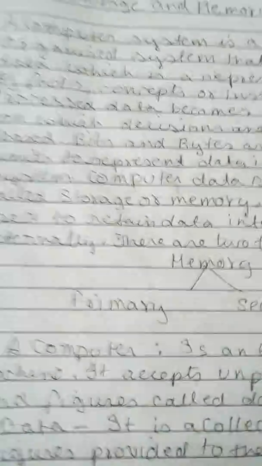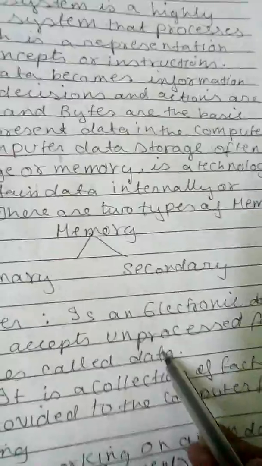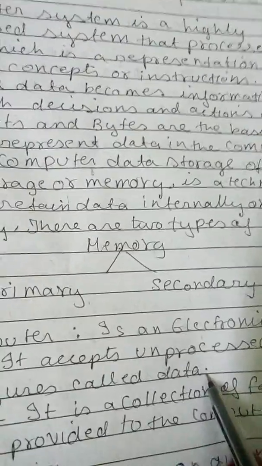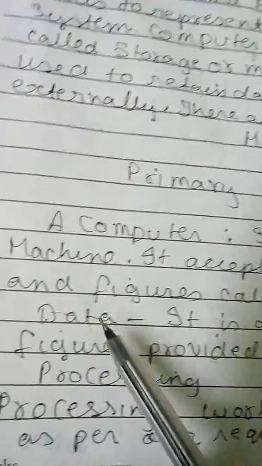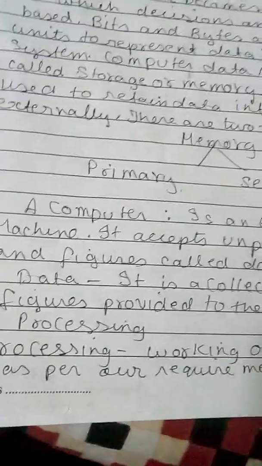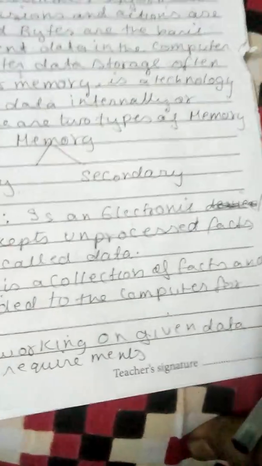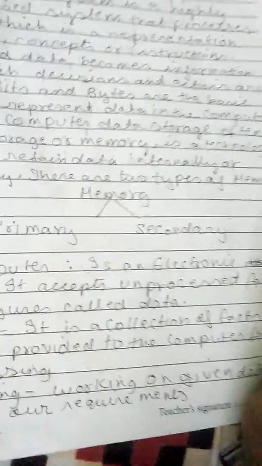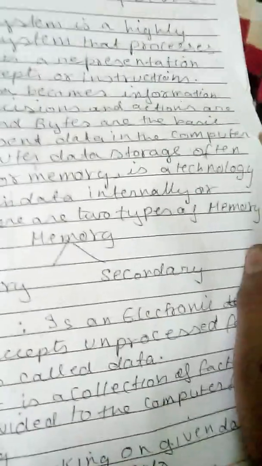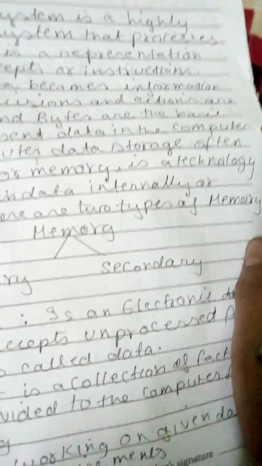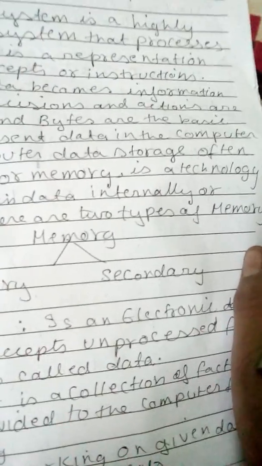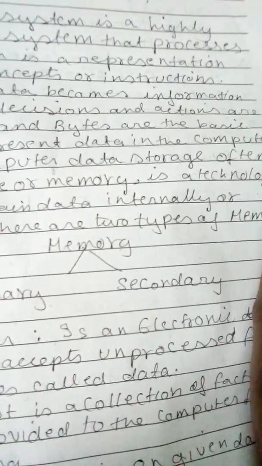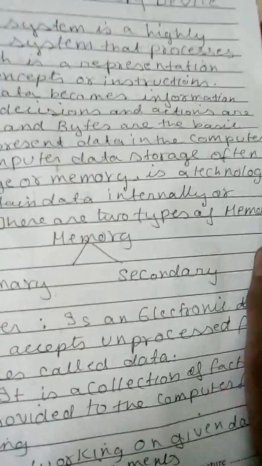It accepts unprocessed facts and figures called data. Now what is this data? Data is a collection of raw facts and figures provided to the computer to perform a particular task. So what are raw facts and figures? Raw facts and figures can be numbers, words, alphabets, signs and symbols. We are giving data to the computer for getting the result. So data is a collection of raw facts and figures.